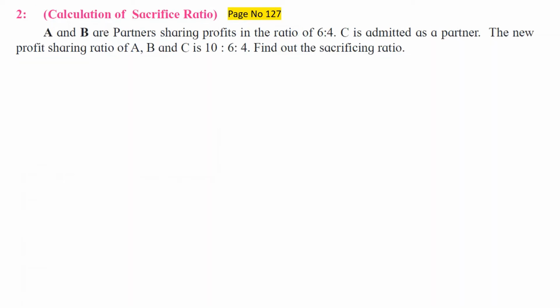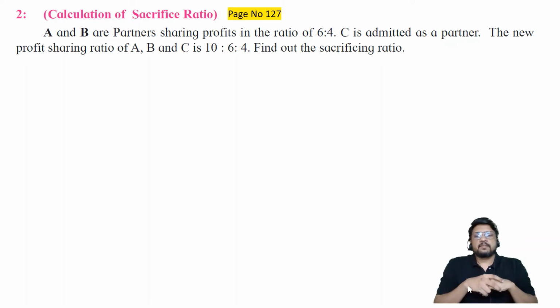Let us consider the second question. Nice question. A and B are partners sharing profits in the ratio of 6:4. C is admitted as a partner. The new profit sharing ratio of A, B and C is 10:6:4. Find out the sacrificing ratio. Now this is a more easy problem.